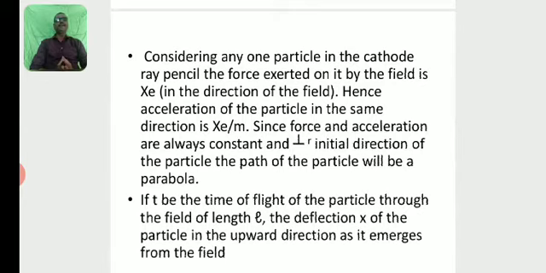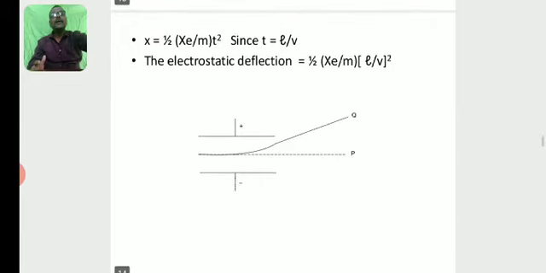If t be the time of flight of the particle through the field of length L, the deflection x of the particle in the upward direction as it emerges from the field is x equal to half XE by m t square, since t is equal to L by v. By the basic definition, velocity is equal to displacement by time, then time is equal to displacement by velocity, so t is equal to L by v. The electrostatic deflection is equal to half XE by m into (L by v) whole square.